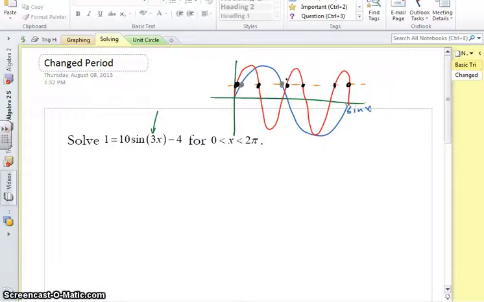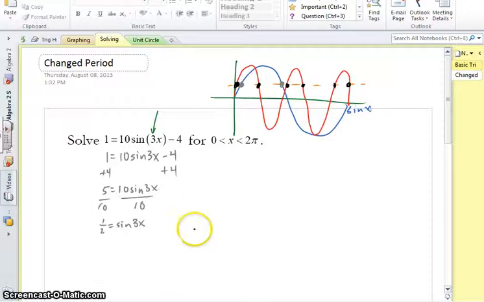But instead of graphing it on your calculator and finding the solution, I want to also be able to solve this problem by hand. So to solve this problem, we're going to begin the same way we began with solving a basic trig function. We add 4 to both sides, we get 5 is equal to 10 times sine of 3x, and we divide by 10. At this point, we have now isolated the trig function sine 3x. And we want to ask ourselves, just as we did in the previous problems, for what value of x will sine have a value of a half?